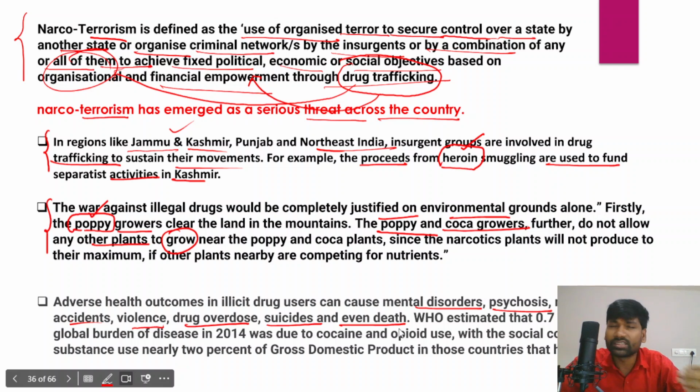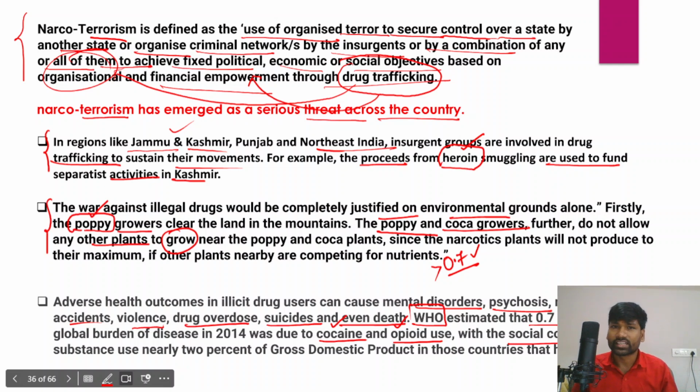And if we mention some relevant data with respect to drug abuse and drug addiction, data was provided by the World Health Organization. According to this organization, around 0.7% of the global burden of diseases in the year 2014 was due to cocaine and opioid use. Both cocaine and opioid are narcotic drugs. Remember, this is old data, but if you look at the new data, this number would further increase. More than 0.7% of the global burden of disease is because of cocaine and opioid use.